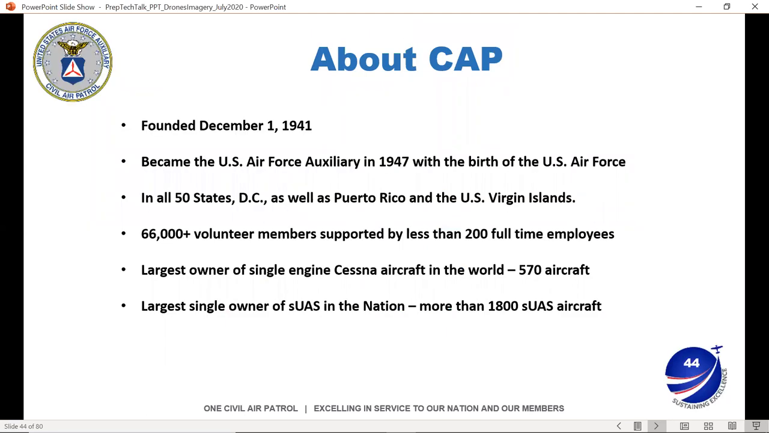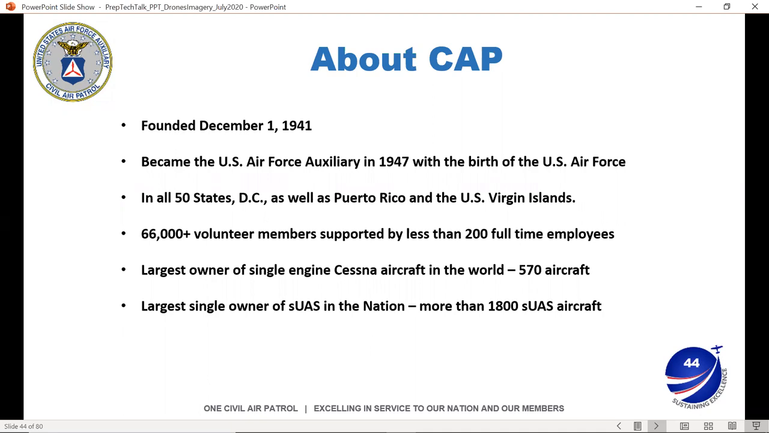The Civil Air Patrol is also known as the U.S. Air Force Auxiliary. It was founded December the 1st, 1941, a week before Pearl Harbor. And our folks served throughout World War II performing sub-chasing missions, looking for German submarines along the coast, and in many cases were armed and able to bomb those submarines. Since then, the Air Force has adopted us in 1947 with the birth of the Air Force. We officially became the auxiliary of the Air Force, and we assumed a non-combatant role, which continues to this day.